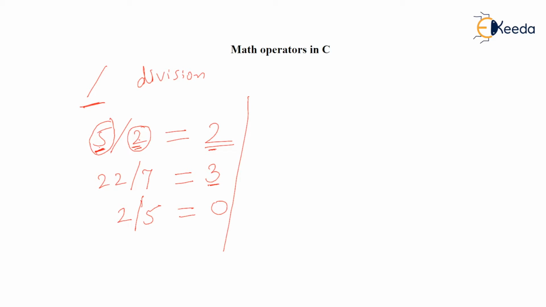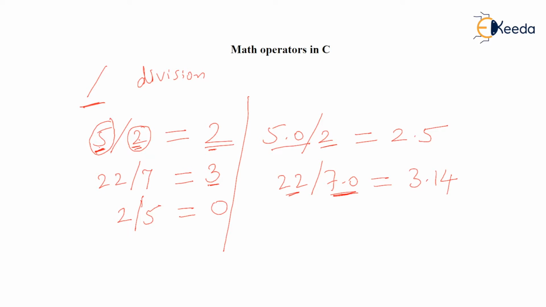Let's go for the other rule. Let's say I write 5.0 divided by 2. Now one of them is a float, the numerator is a float, the denominator although is an integer, but one of them is a float. Now the result of division will be perfectly a float. It will be 2.5. Let's say I write 22 by 7.0. Now at least the denominator is a float, although the numerator is an int. This time also division will be perfect and it will be 3.14. We'll get a floating point answer.